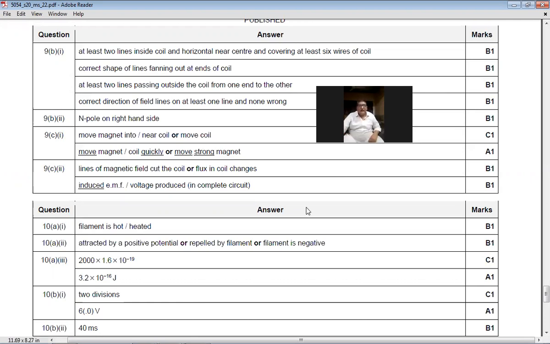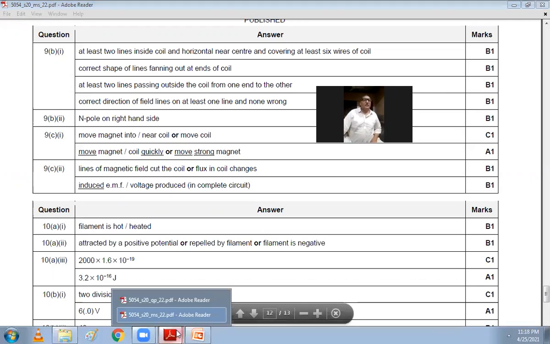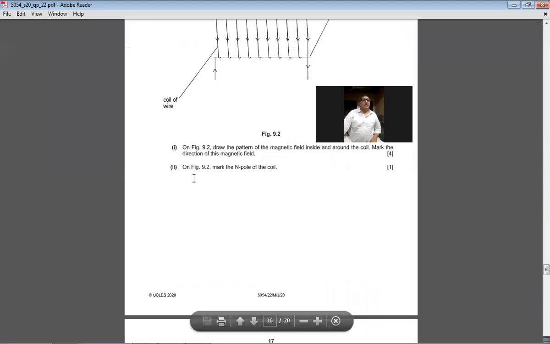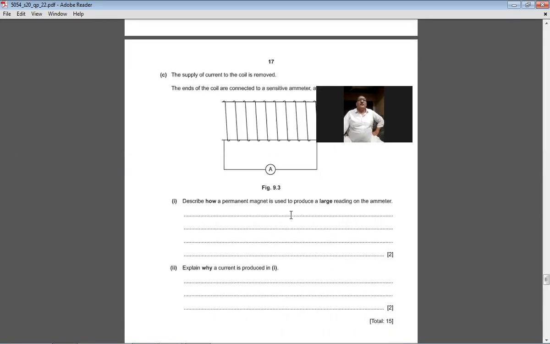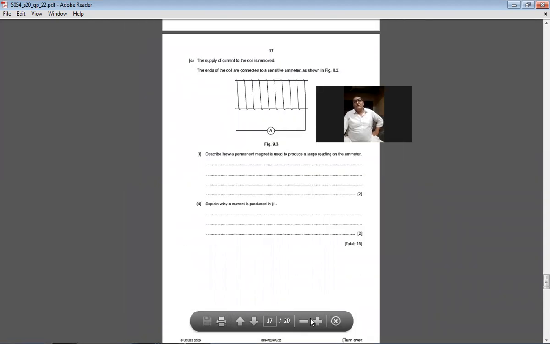On the figure, mark the north pole of the coil. That's a total of 5 marks for this question. We have already discussed how you will find out where the north is. So on the right side, this will be the north. Okay, so now we are on the next part.